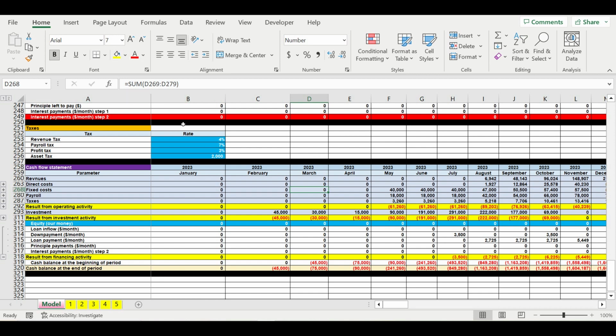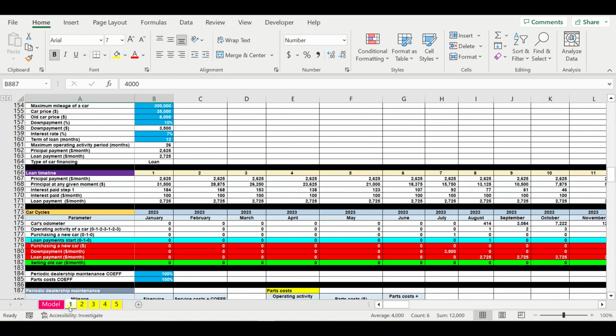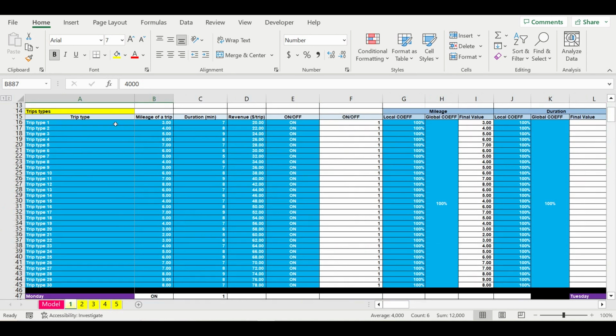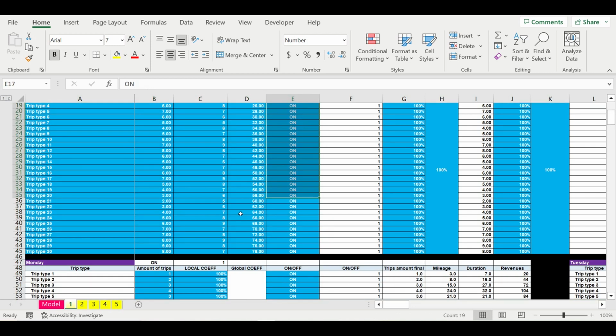So today the topic of our video is financing. First of all, let's briefly run through what we did before. We started with describing different types of trips that we have, their mileage, duration, revenues. We can switch them on and off.